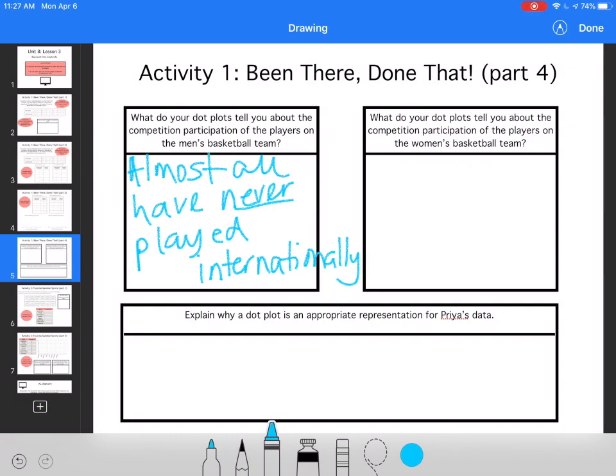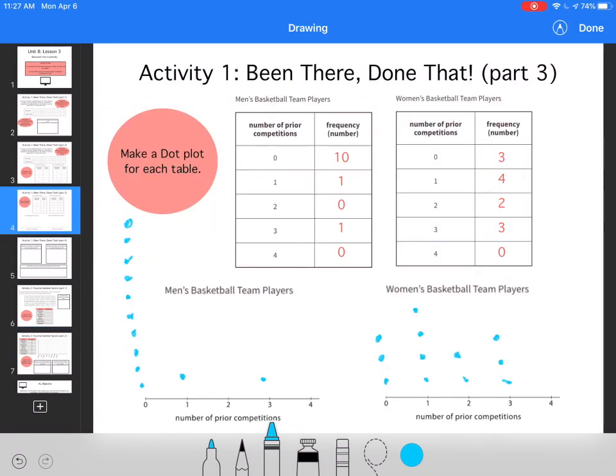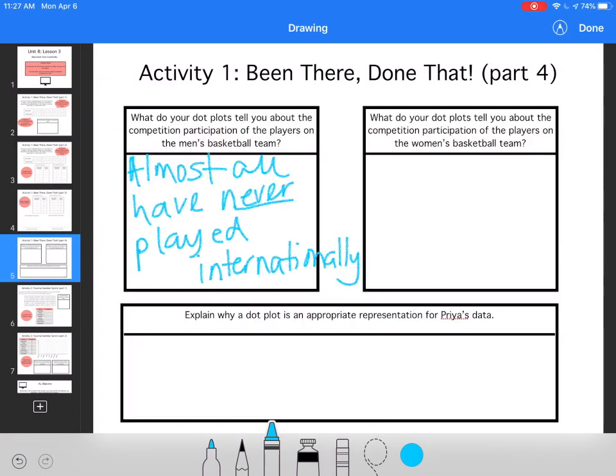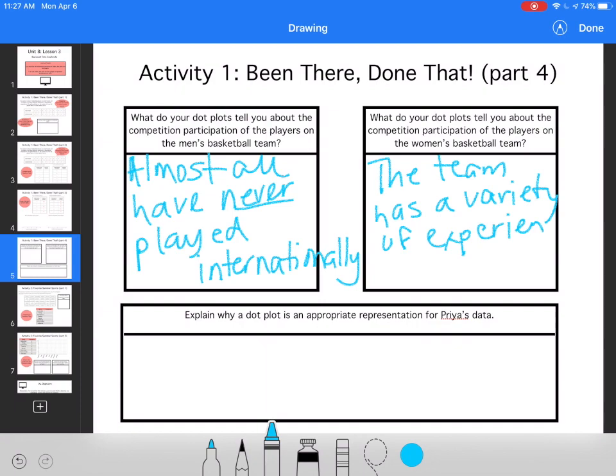So then it says, what does the dot plot tell you about the competition participation of the women's basketball team? So when I look at it, a lot of women have different levels of experience. It's between 0 and 3 years. So the team has a variety of experience, between 0 and 3 years.